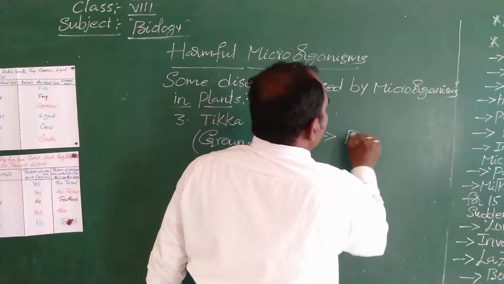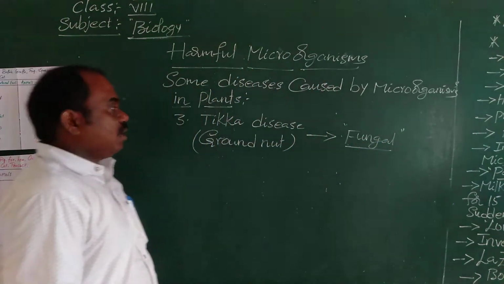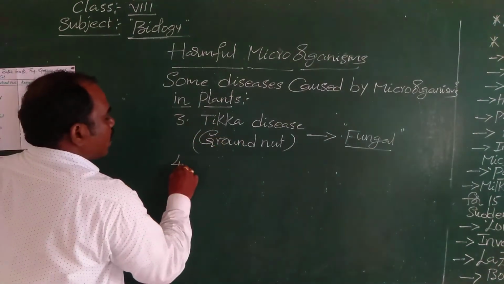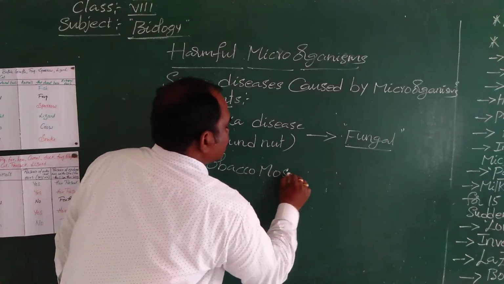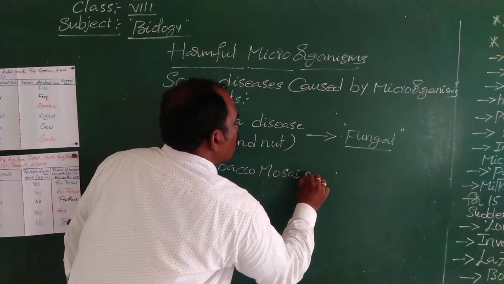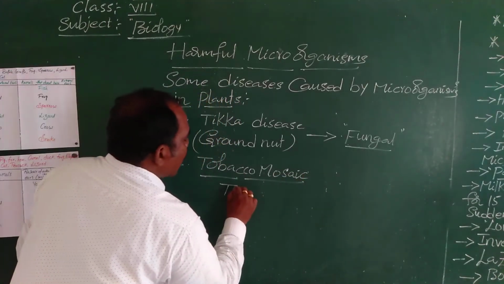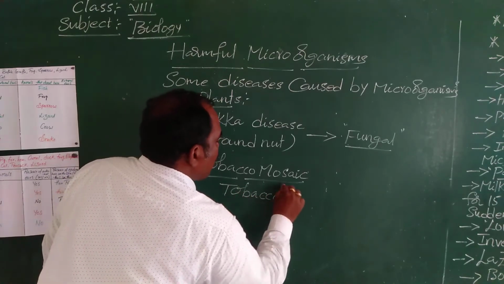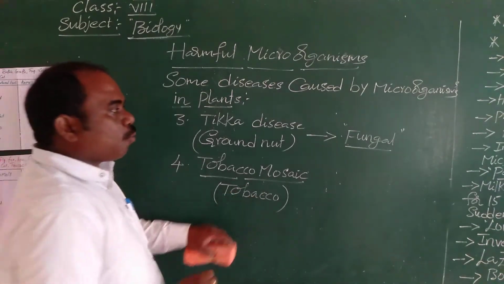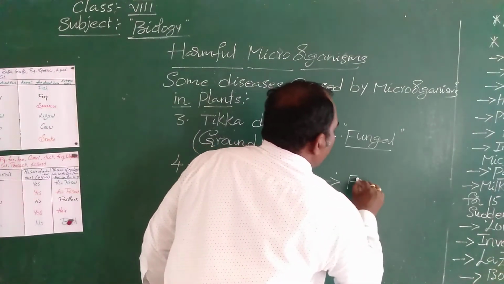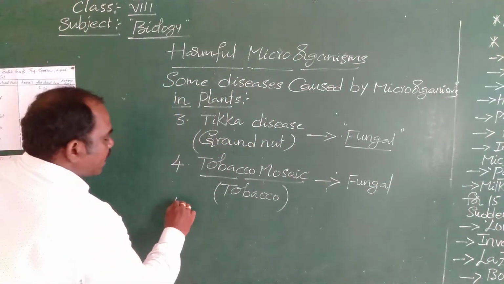This is also a fungal infectious disease. Next, tobacco mosaic. This disease affects tobacco plants. Tobacco mosaic disease affects tobacco plants. This is a fungal infectious disease.